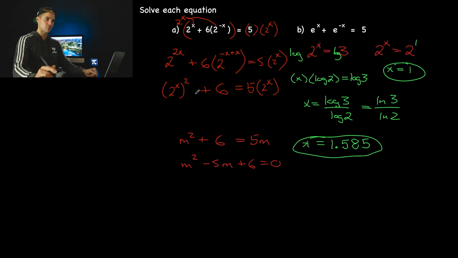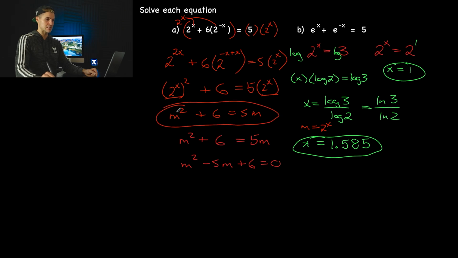And then if I bring back that variable, where we let m equal 2 to the power of x, watch what happens. m squared plus 6 equals 5m. Plugging in m here, plugging in m there, notice we end up with the exact same quadratic equation right there. And then the other steps are the same. So that's another way to do it.